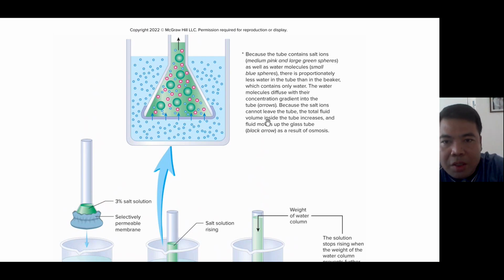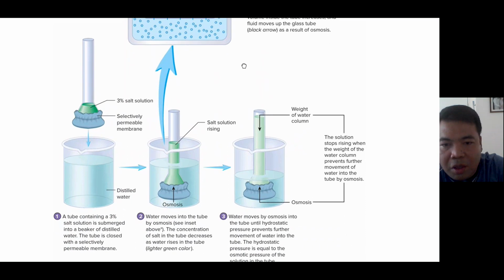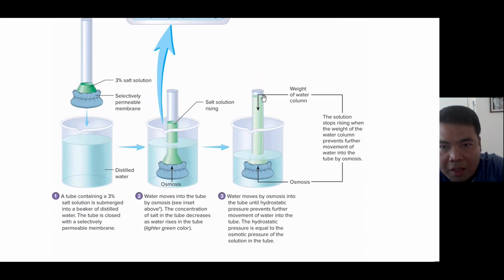Because the salt ions cannot leave the tube, the total fluid volume inside the tube increases and the fluid moves up the glass tube as a result of osmosis. So, ang resulta, tumaas yung level ng tubig sa loob. Bakit? Kasi nga, water moved inside the tube through the selectively permeable membrane. Di ba? Through the process of osmosis.